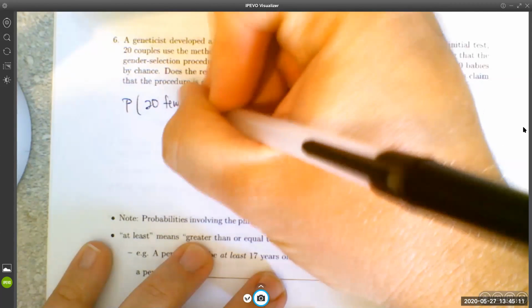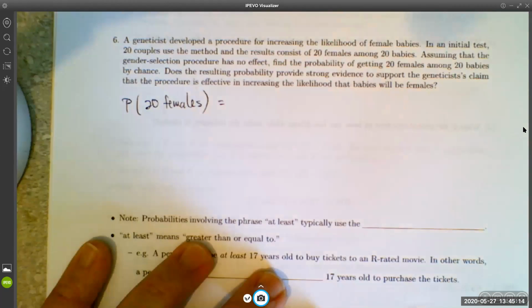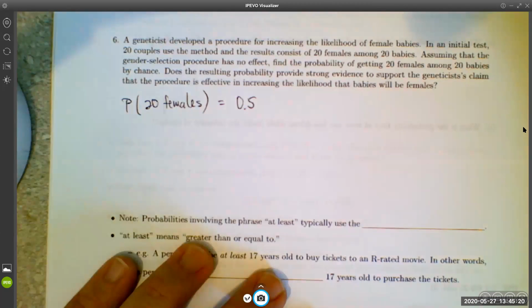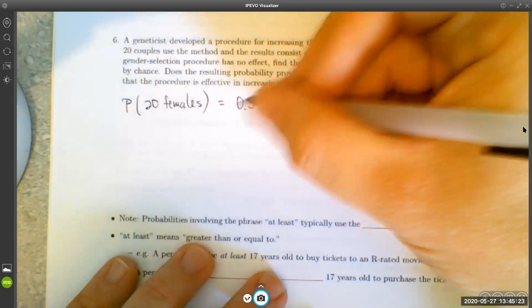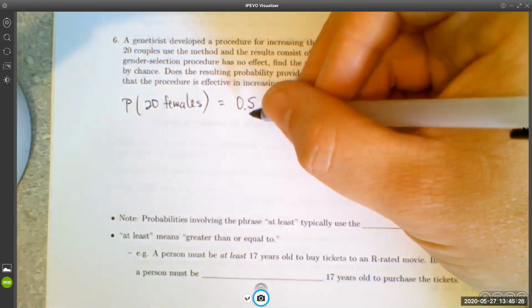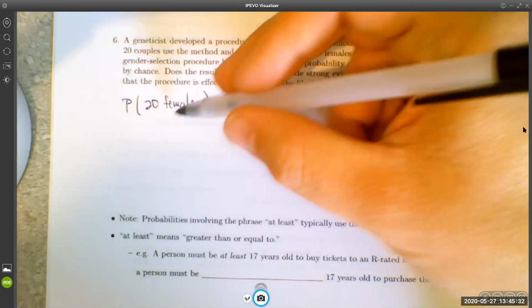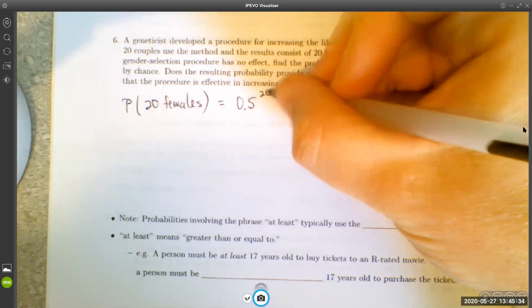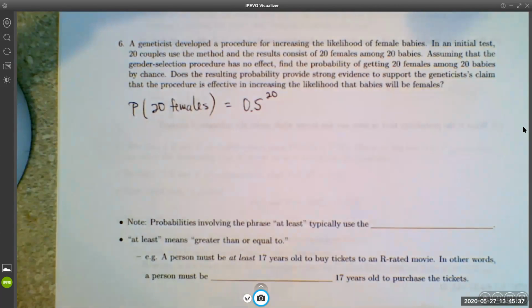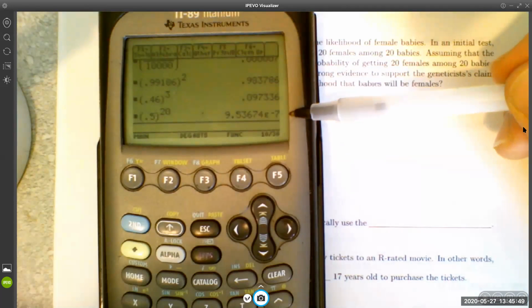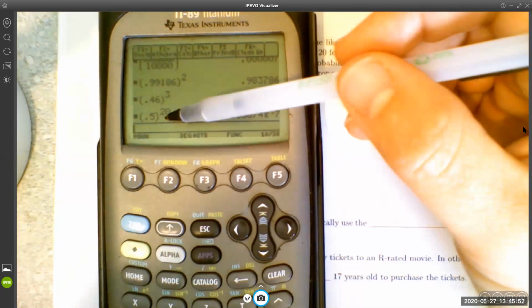So the probability we get 20 females. Well, the probability that any given pregnancy is going to be a girl is 50%, right? And that's the probability that one pregnancy is going to result in a girl. So the probability that 20 pregnancies result in 20 girls is going to be that number to the 20th power. And let's see how much that is. 0.5 to the 20th. So that number is so small that my calculator is giving me an answer in scientific notation.